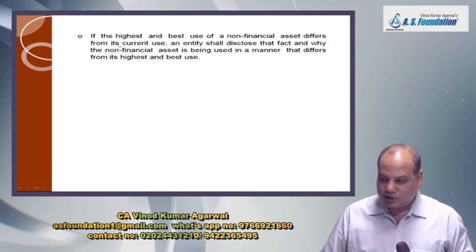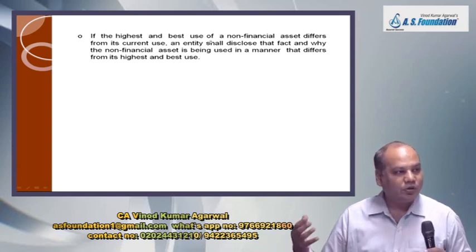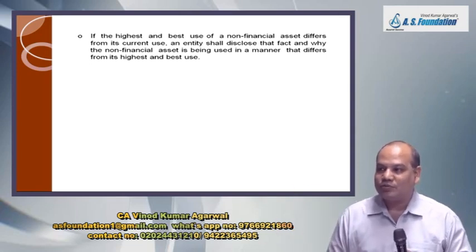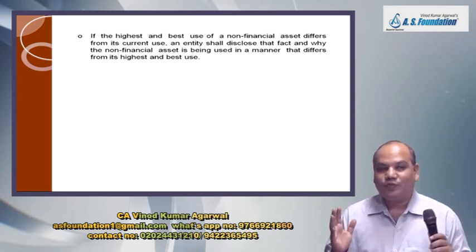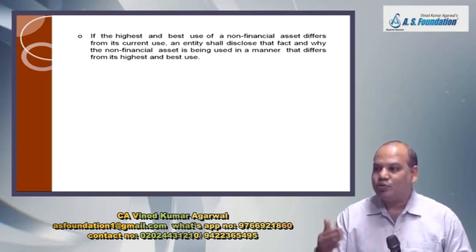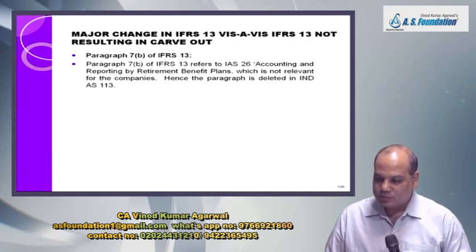Last disclosure, if the highest and best use of a non-financial asset, highest and best use means the way a non-financial asset can be used, differs from its current use. Land can be used for constructing a commercial building, but present use is different. An entity shall disclose that fact and why the non-financial asset is being used in a manner that differs from its highest and best use.